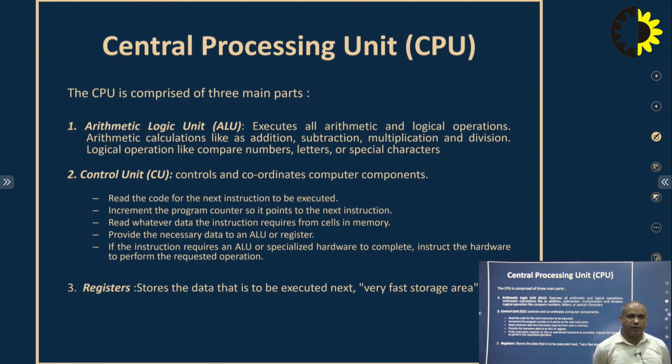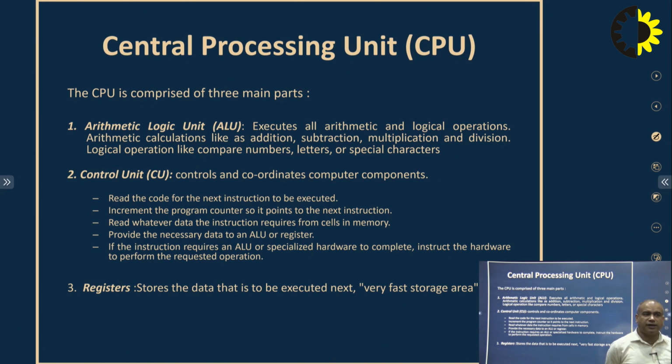Second, we talk about the control unit, CU, which controls and coordinates computer components. It reads the code for the next instruction to be executed, increments the program counter so it points to the next instruction, reads whatever data the instruction requires from cells in the memory, and provides the necessary data to an ALU or register.